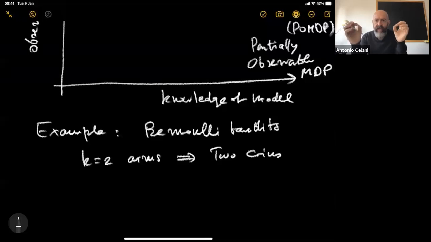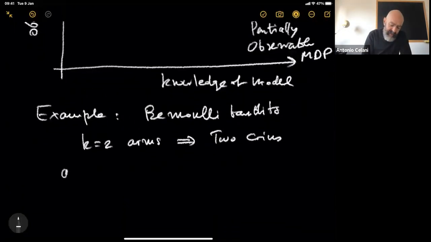Just to recall again what the problem of Bernoulli bandits is, you have two coins. These two coins have different biases. So the probability of seeing head on each of the two coins is different. The decision-making problem is to try and play always the best coin, okay?